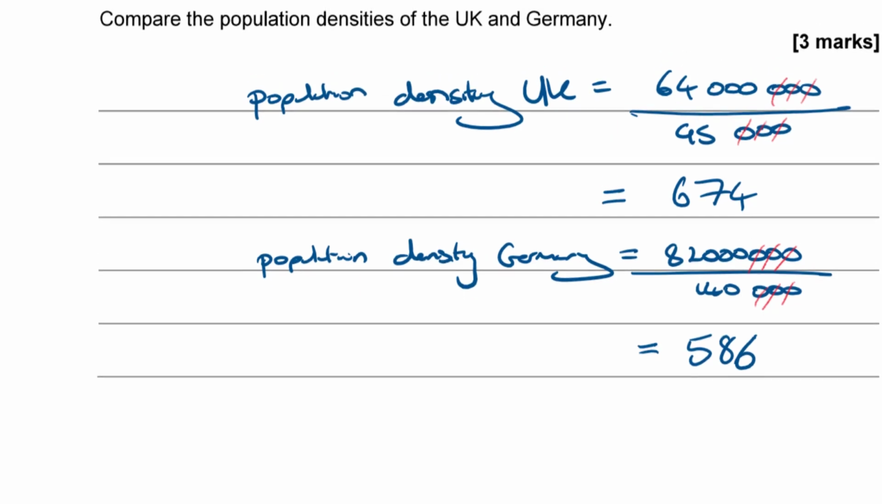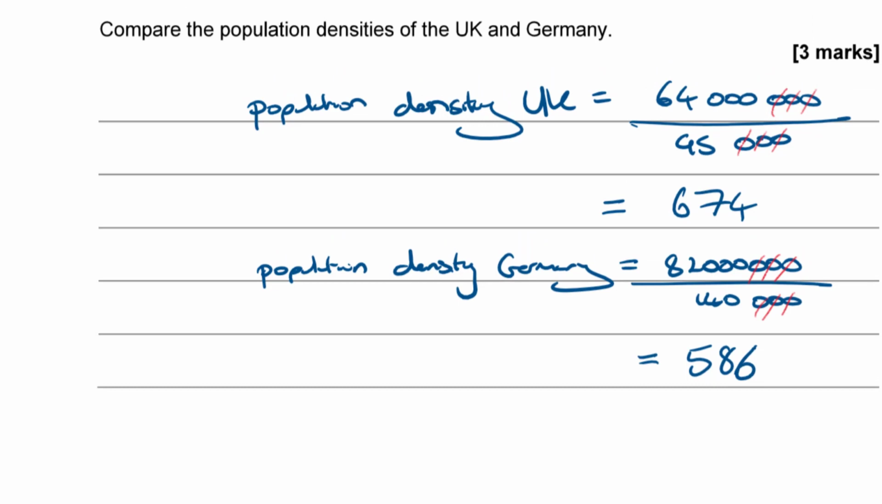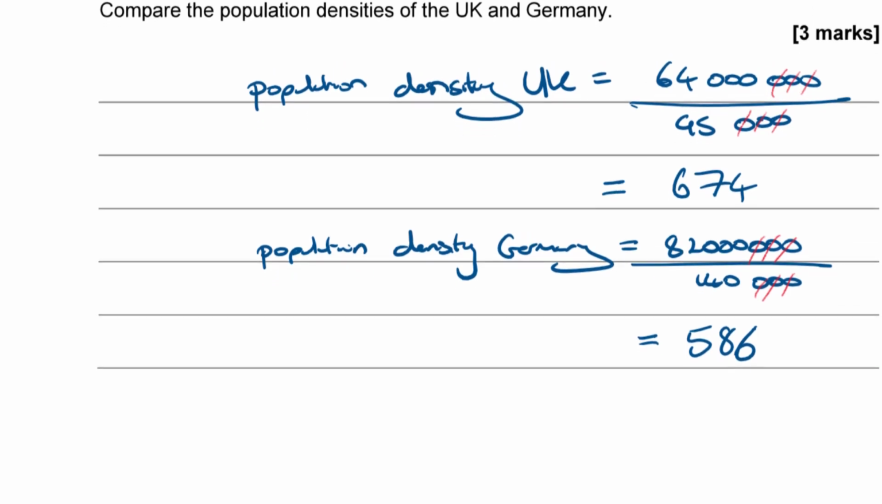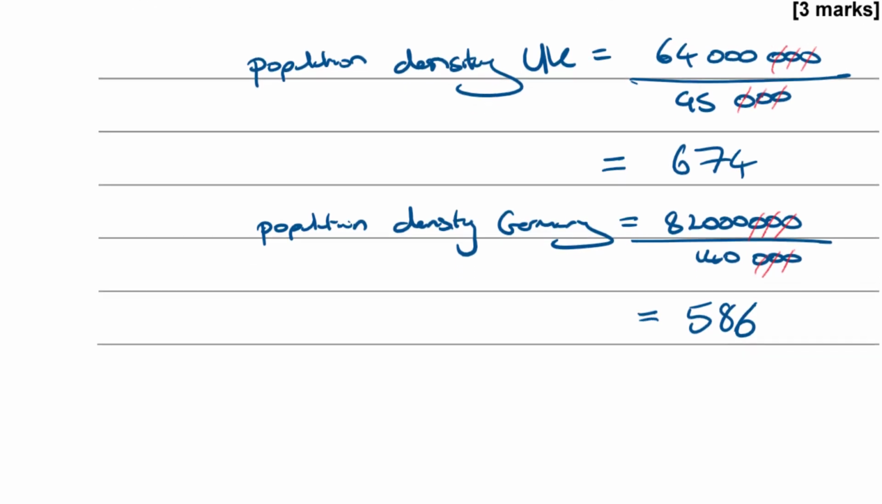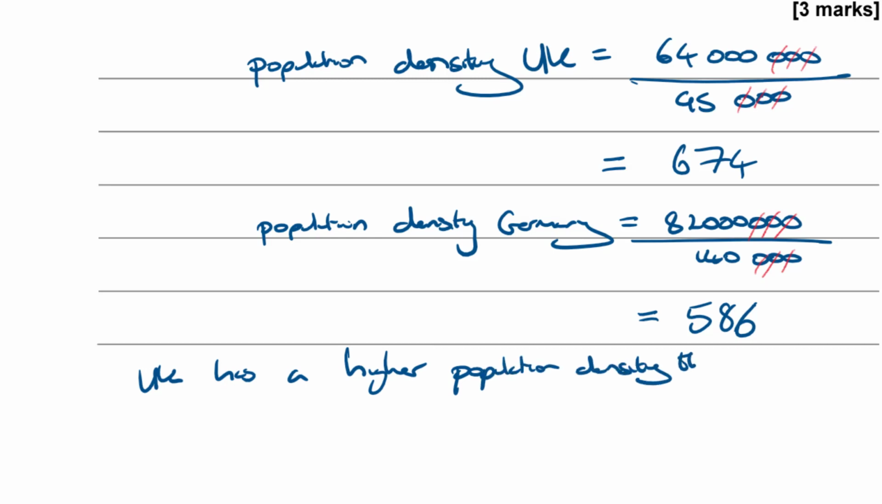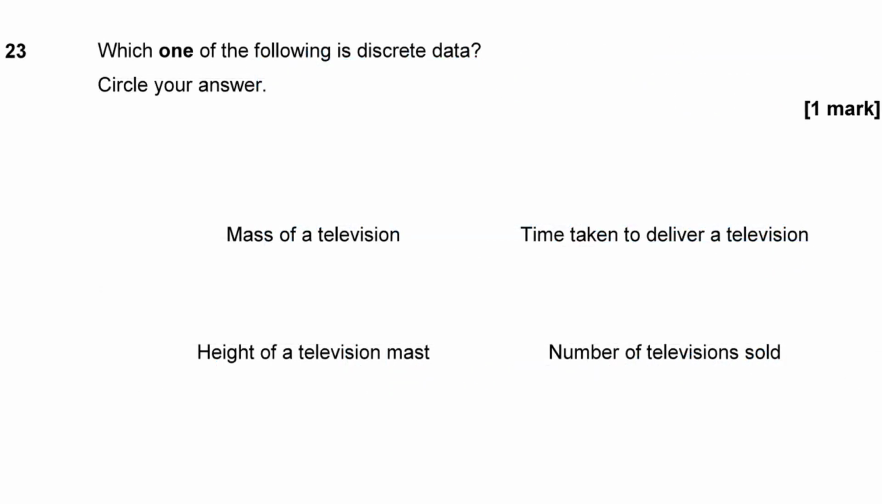So you can see that the UK has a slightly higher population density than Germany then, doesn't it? So I need to compare these two. So I'm going to say that UK has a higher population density than Germany. Job done.